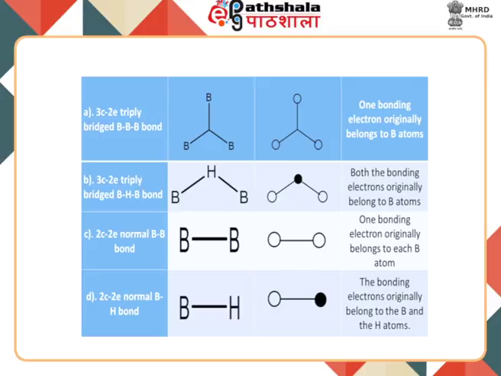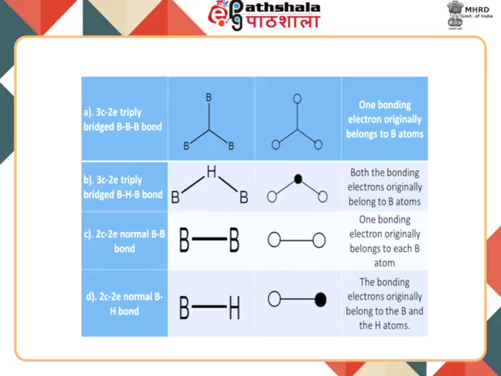The table is showing different types of bond possibilities in the boranes. Here you can see the 3 center 2 electron triply bridged BBB bond, in which one bonding electron originally belongs to each boron atom. The 3 center 2 electron bridged BHB bond, here both the bonding electrons originally belong to the boron atoms. And the 2 center 2 electron normal BB bond, here one bonding electron originally belongs to each boron atom.